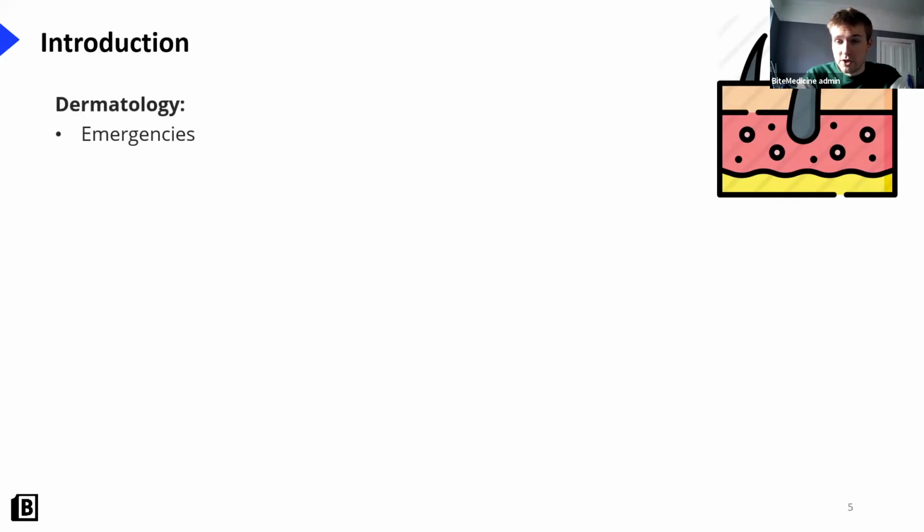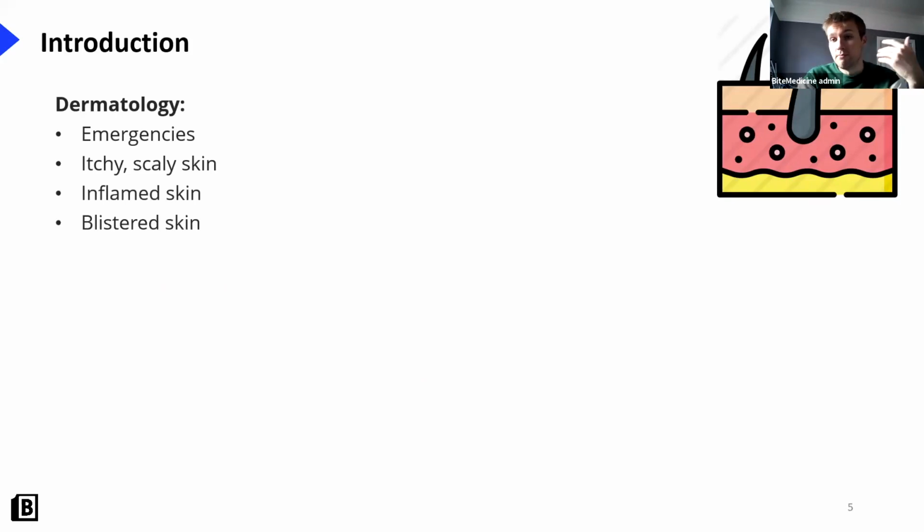So the emergencies, so things like eczema herpeticum, necrotizing fasciitis. Itchy, scaly skin, things like seborrhoeic dermatitis, psoriasis. Inflamed skin, dermatitis, eczema. Blistered skin, that's pemphigoid, pemphigus vulgaris, Stevens-Johnson syndrome, things like that. And then pustules, acne, purpura, some of the rare vasculitic rashes and that sort of thing.